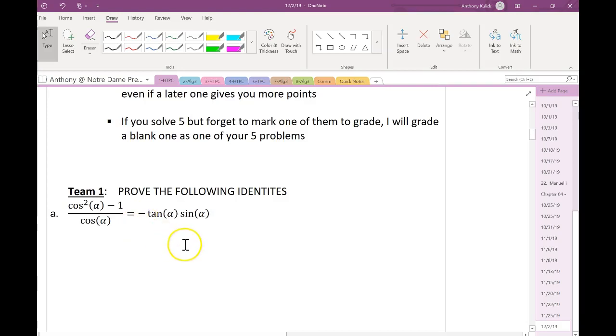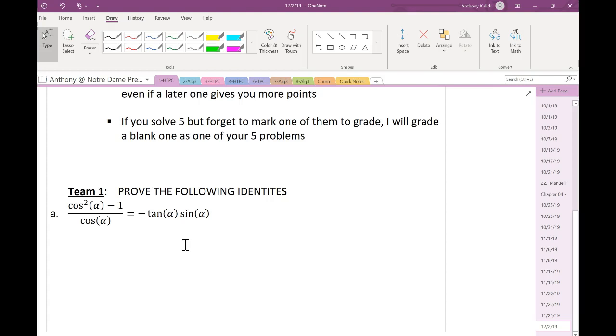So I don't think it really matters on this one which side you worked on. When I look at this, I see one thing either side. Right? I see a fraction on one side, and then I see a product on the other. Doesn't really matter, I don't think, which side you want to work on.